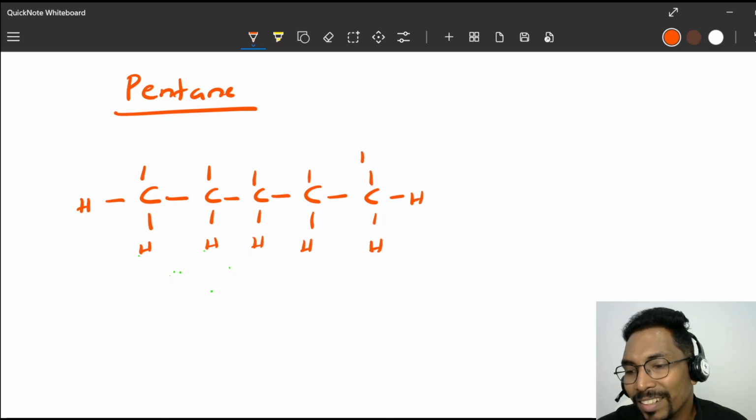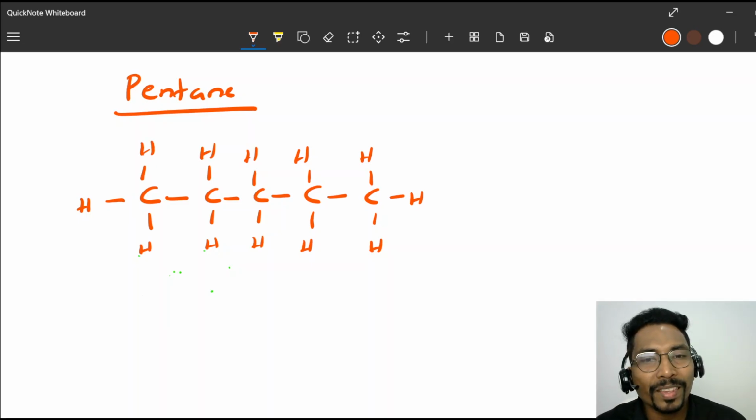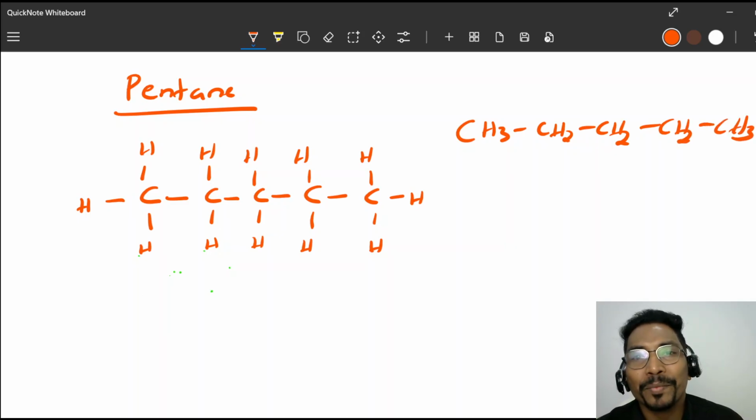Very easy. Clear? Okay, so the formula will be CH3, CH2, CH2, CH2, CH3. So this is pentane.